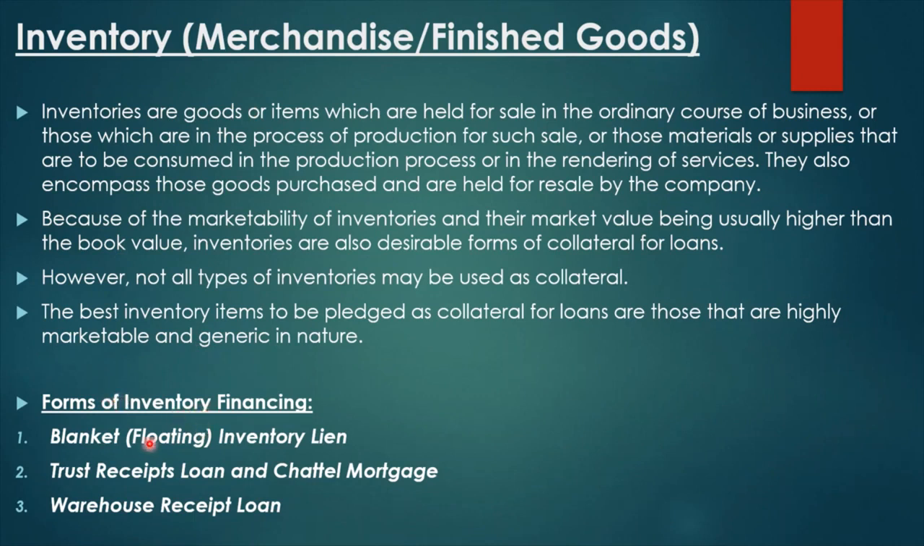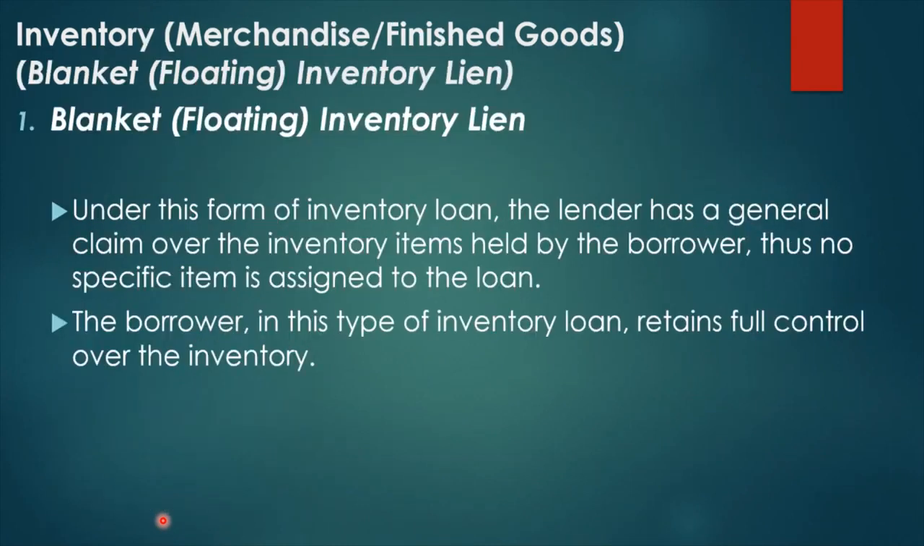Well, tatlo sila: si blanket or floating inventory lien, si trust receipts loan and chattel mortgage, and si warehouse receipt loan. Now, ano ba 'tong si blanket or floating inventory lien? Well, under this form of inventory loan, the lender has a general claim over the inventory items held by the borrower. So, because of that, may general claim siya. There's no specific item that is assigned to the loan.